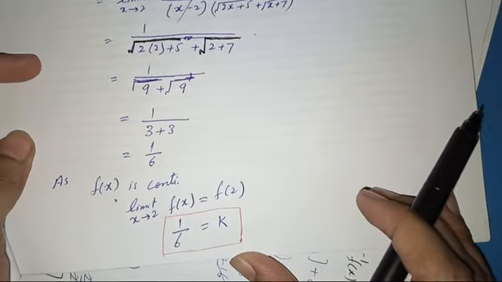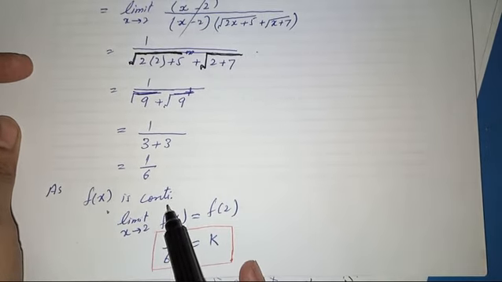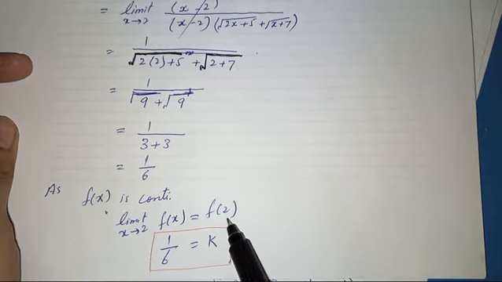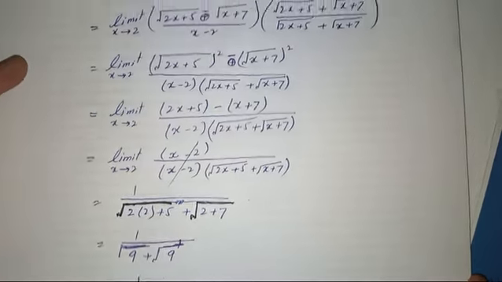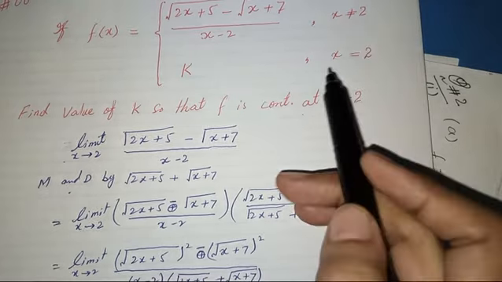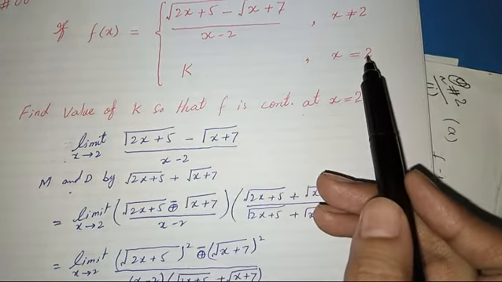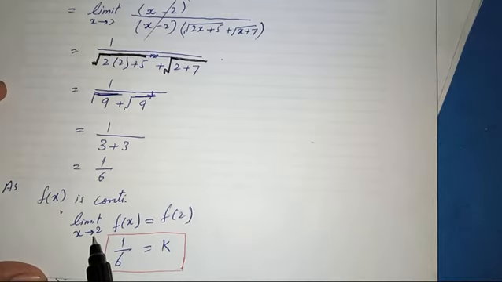So at last, in conclusion, you can write that f of x is continuous. So the limiting value, x tends to 2, f of x is equal to f of 2, where the value at x equal to 2 is given in the question. When x is equal to 2, your function is k. So in place of f of 2, you can write k. Limit x tends to 2 of f of x is the limiting value, while f of 2 is k, so your required value of k is 1 over 6.